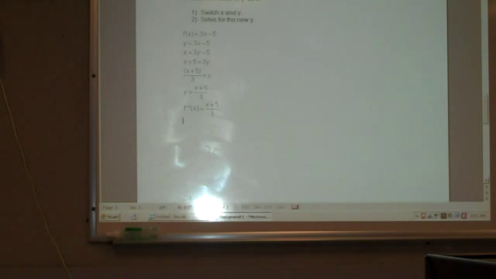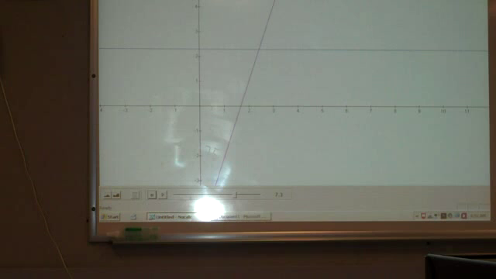Alright, so we got a couple more minutes here. So that's how you invert it with a line. With a line, it's fairly easy. Now let's take a look at this graphically and see if this is correct. y equals 3x minus 5. What did we just say the inverse was? x plus 5 over 3.